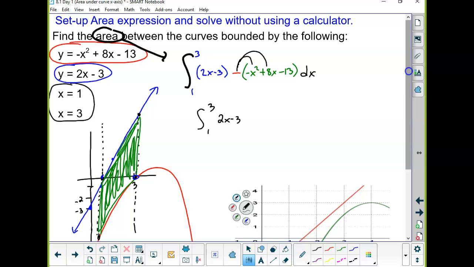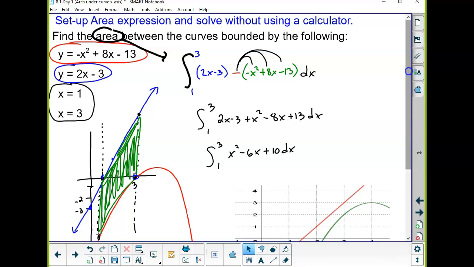I'm going to distribute the negative. And then I've combined any like terms. I like to write this in a better standard form. So I'm going to put the x squared term first, and then I'll have a negative 6x and a positive 10. And now, all it is the same thing we've been doing for the past 2 units. Now we just have to do that integral by hand.